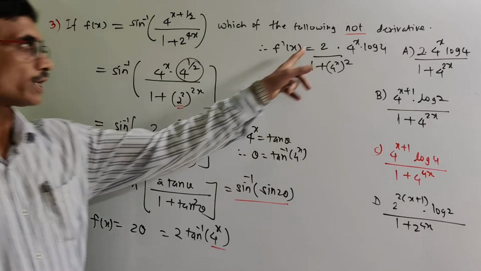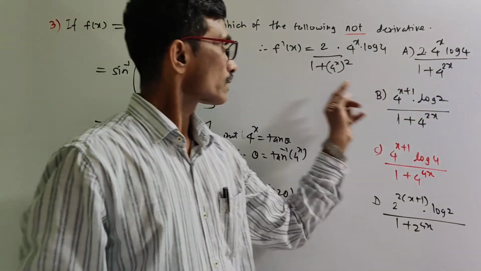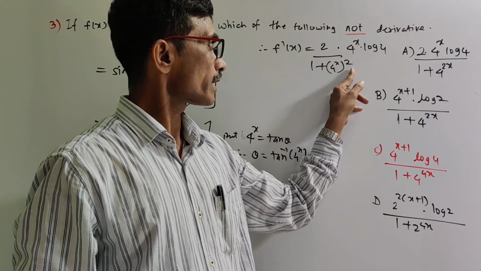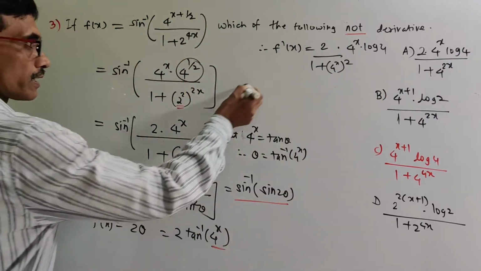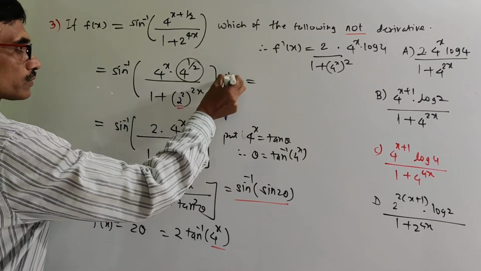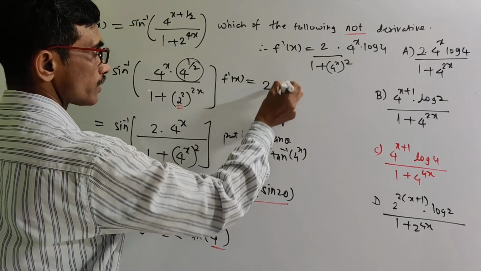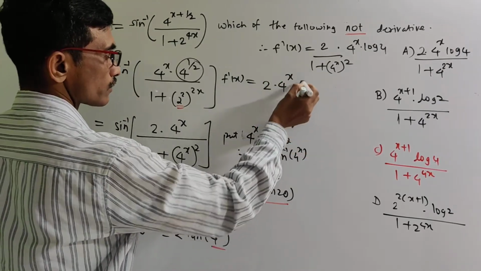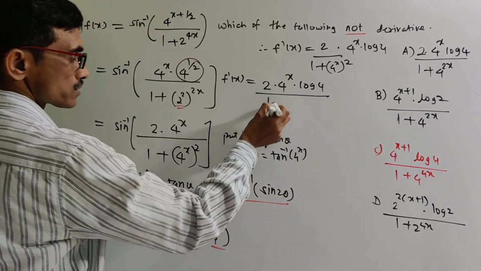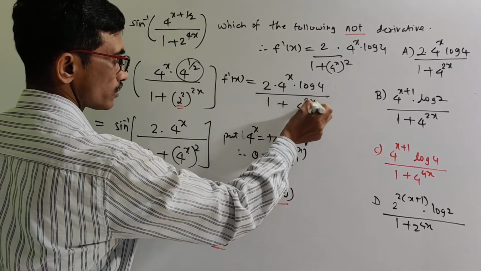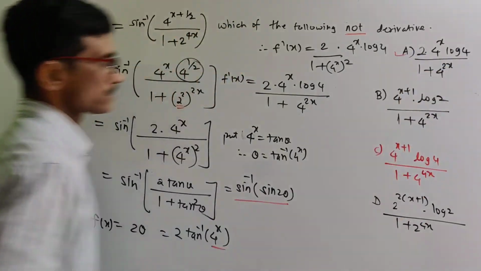So it is 2 times 4 raised to power x log 4 in the numerator. Now 4 raised to power x squared we write as 4 raised to power 2x. So this can be expressed as f dash of x is equal to 2 times 4 raised to power x log 4 upon 1 plus 4 raised to power 2x. Now as required, so it is this.